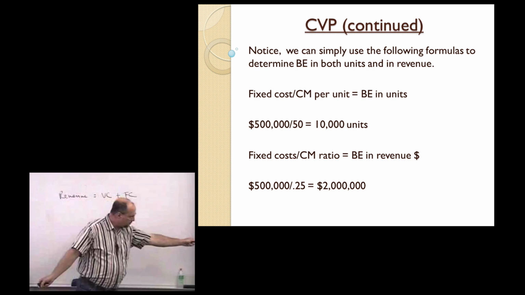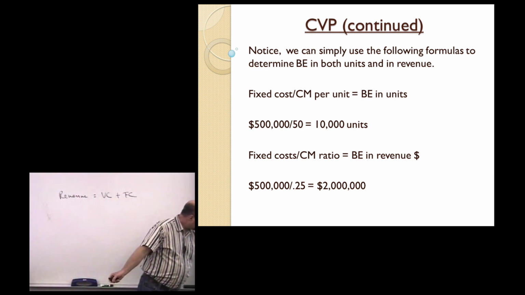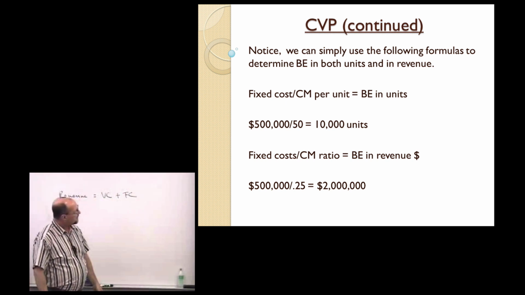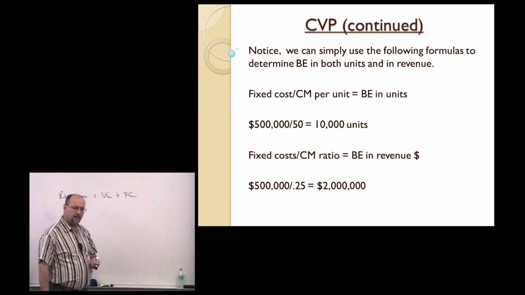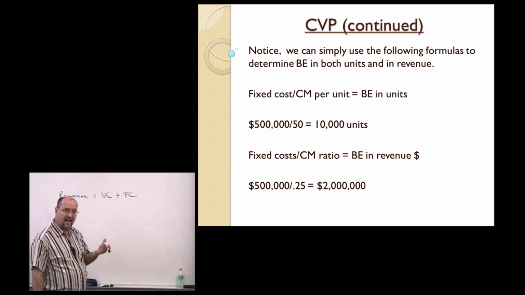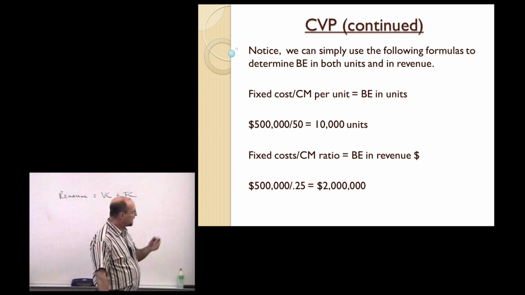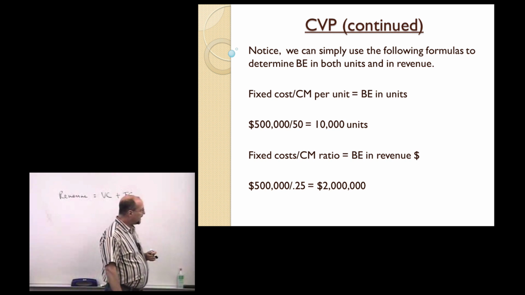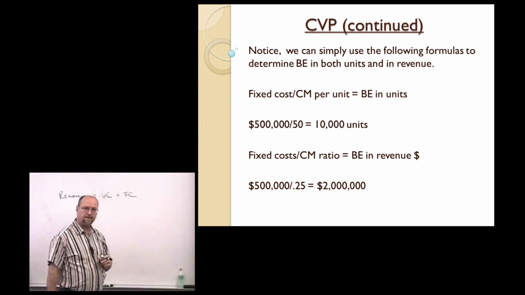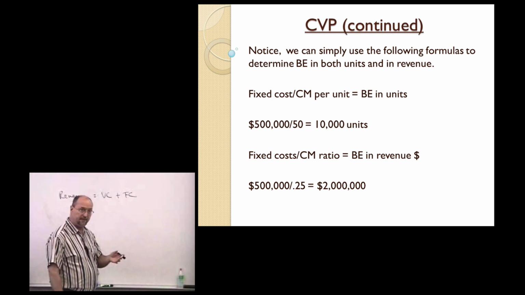We don't really need to do these 3 steps. We can eliminate this first step by simply saying, here's fixed cost, here's contribution margin. We can simply say fixed cost divided by contribution margin per unit gives us the number of units we have to sell at the break-even point. And there it is. 500,000 divided by 50, 10,000 units. Now, we can use a slight variation of this formula to figure out how much revenue we would bring in at the break-even point, 10,000 units.